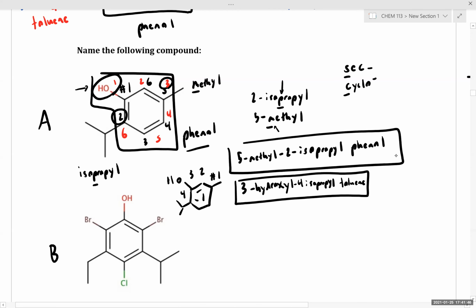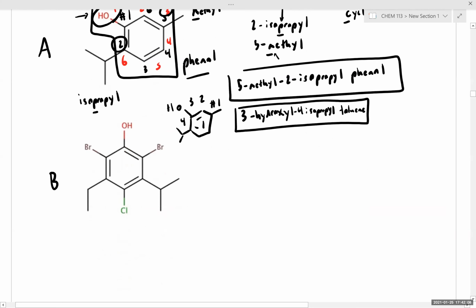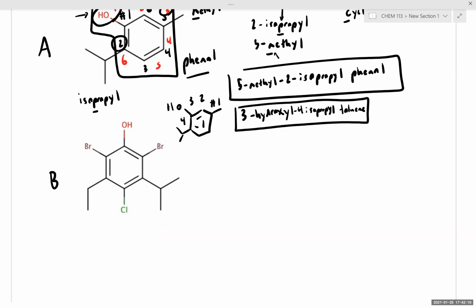Did that answer the question in the chat? So there are multiple possible names for these compounds. Does this first example make sense to everyone so far? Okay, let's look at this second example. Can we get some proposed responses and some proposed names for this second example?